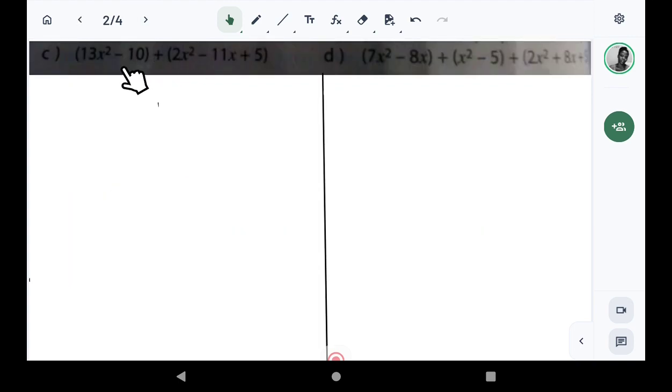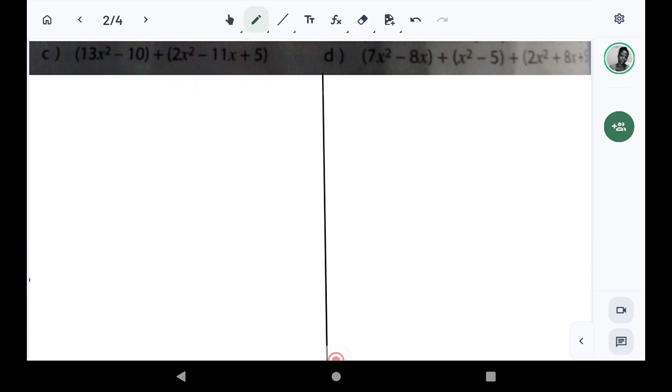In this question, we're supposed to add these algebraic expressions. We're supposed to add 13x squared minus 10 plus, in brackets, 2x squared minus 11x plus 5. What we do in cases like this is that we take out like terms. The like terms are the ones that have the same variable, in this case x squared. We add all the terms that have x squared together, all the terms that have x together, and all the constant terms together.